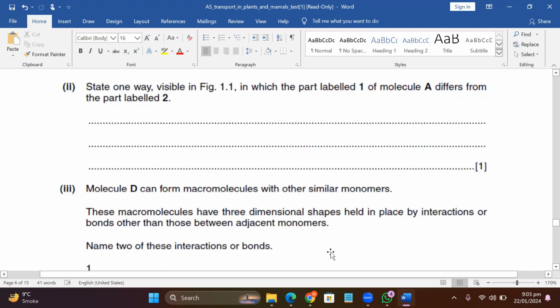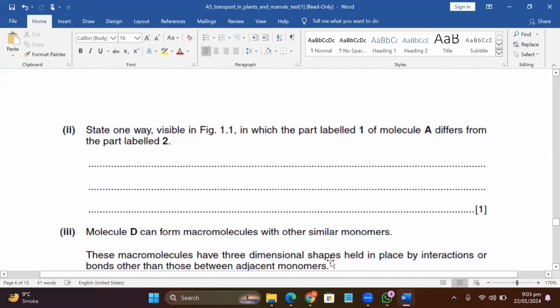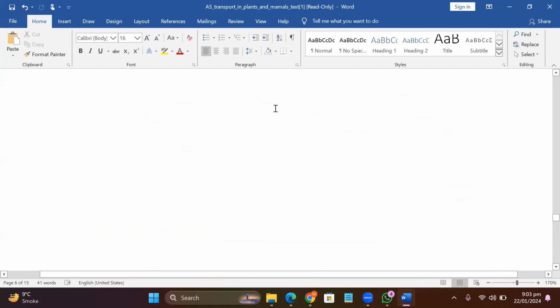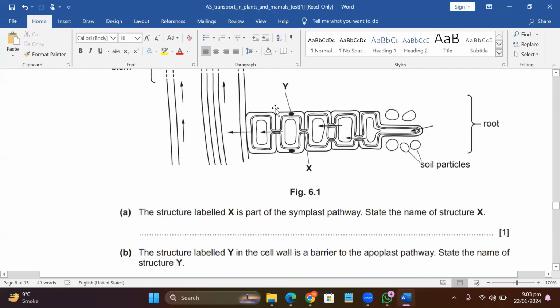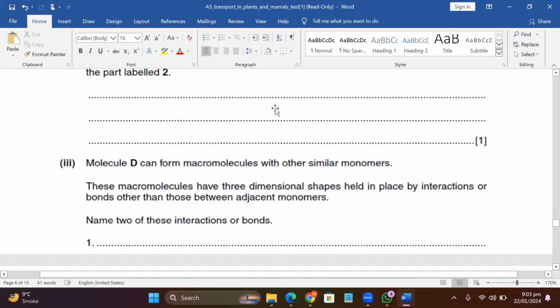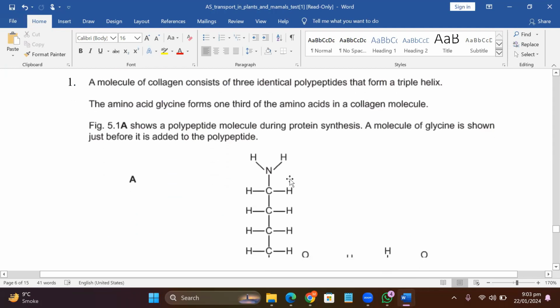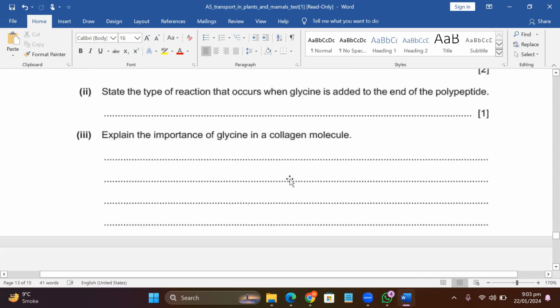State one way visible in figure 1.1 in which the labeled part 1 of a molecule A differs from the part labeled 2. आई थिंक इसकी फिगर नहीं यहाँ पर पेस्ट हो सकी थी, है ना? हाँ, इसका फिगर का इश्यू था कि यहाँ पर फिगर नहीं थी. यस, आई गॉट इट. एक मिनट.